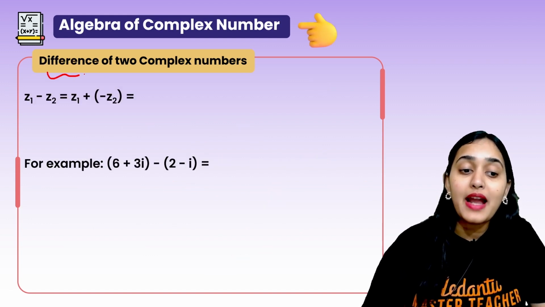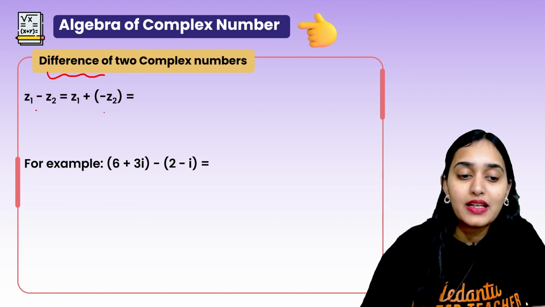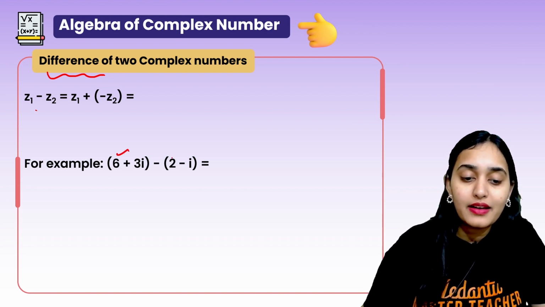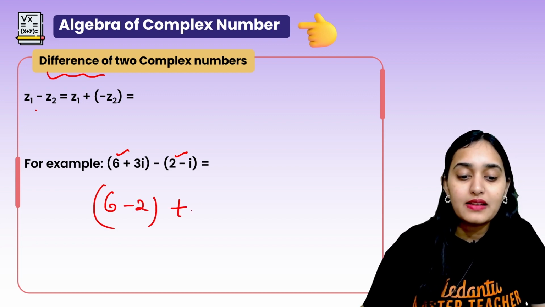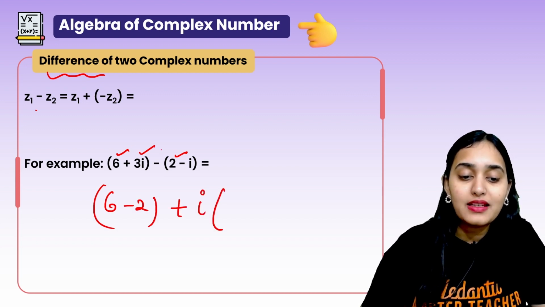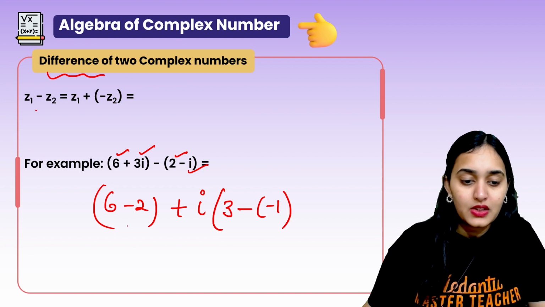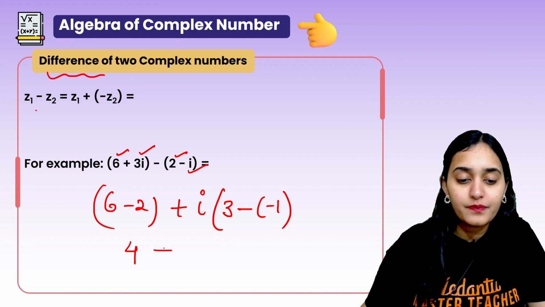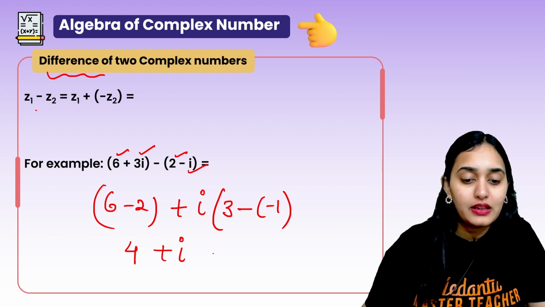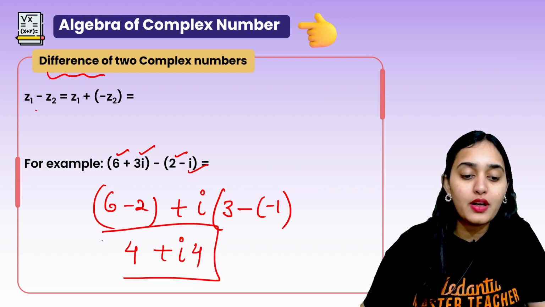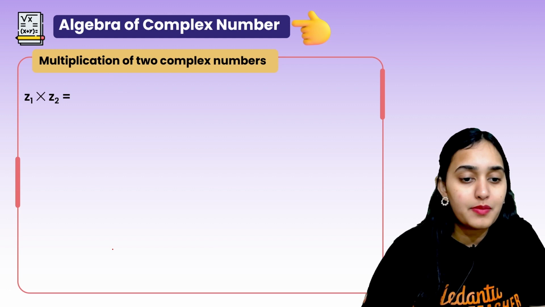Now, how do you subtract complex numbers? So z1 minus z2 will be real part minus real part, so 6 minus 2, plus i times imaginary minus imaginary, so 3 minus minus 1. So 6 minus 2 is 4, i times 3 minus minus 1 is 3 plus 1, 4. So this will be your number. This is how we do subtraction, okay?